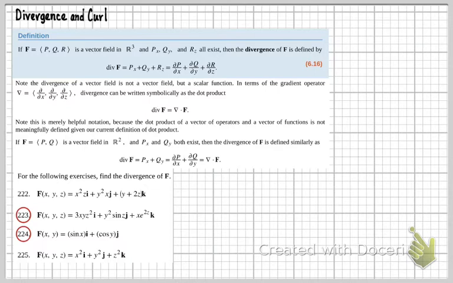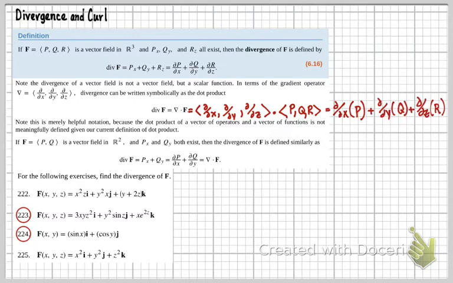Now think about what this is saying. If I have that del operator and dot it with F, which is ⟨P, Q, R⟩, I'm going to get ∂/∂x of P, ∂/∂y of Q, and ∂/∂z of R, which is exactly what we see here. So it's all the same, and they just told us another way to think of div F as del dot F.